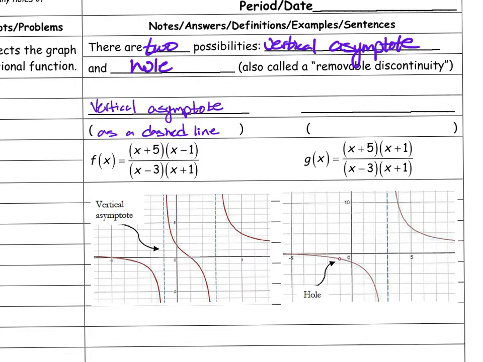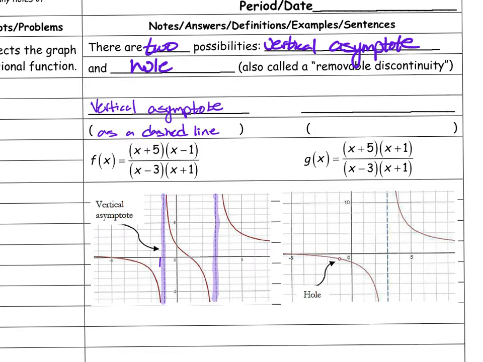So here we go. My equation for the first graph is f of x equals (x plus 5)(x minus 1) over (x minus 3)(x plus 1). And this is what the graph would look like. Notice I have two asymptotes, one at x equals negative 1, and one at x equals 3. And they're denoted by the dashed lines here.